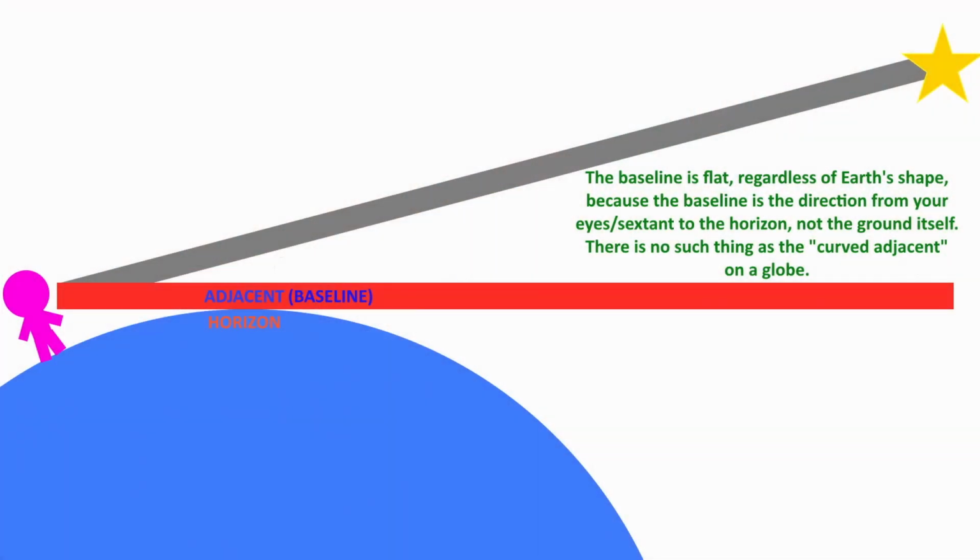Ever. Yes, you can get a straight baseline on a globe because the baseline is the direction from the sextant to the horizon, which will always be straight regardless of the shape of the ground beneath it. The curved adjacent claim is utter nonsense.